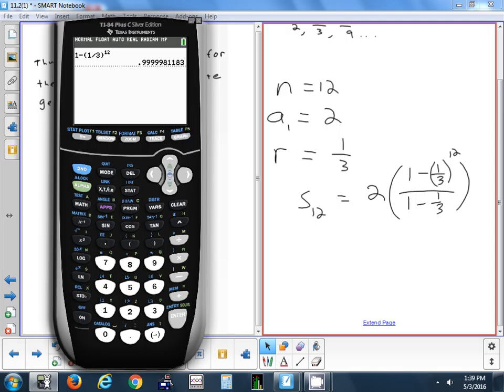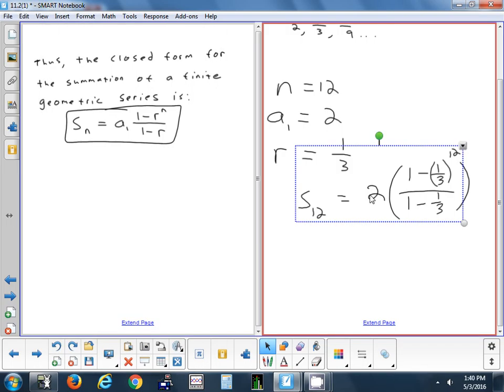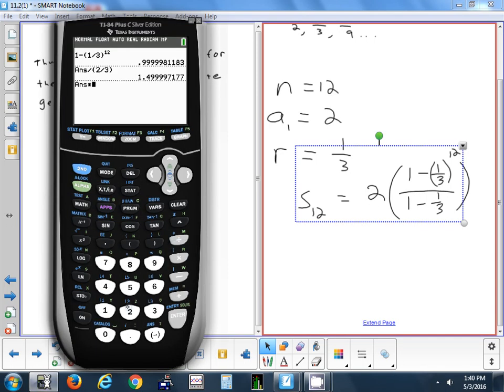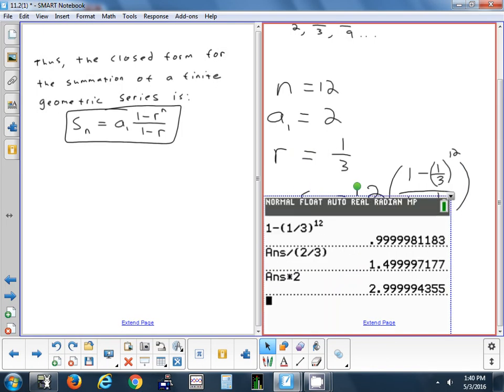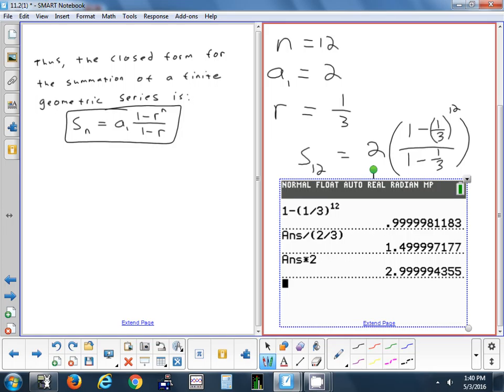0.999998. Now, the next thing I'm going to do is divide that by, what's 1 minus 1/3? So I'm just going to do that part. Divide by 2/3. And the last thing I need to do, I can't forget, I had that 2 on the outside. So if I add up the first 12 terms in this geometric sequence, I get 2.999994.